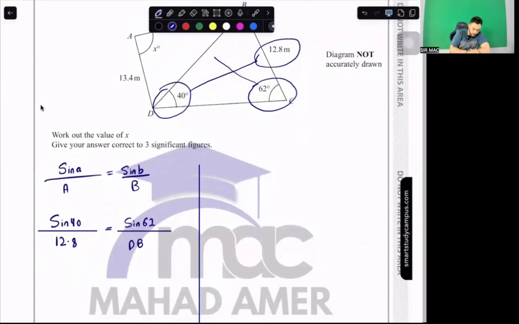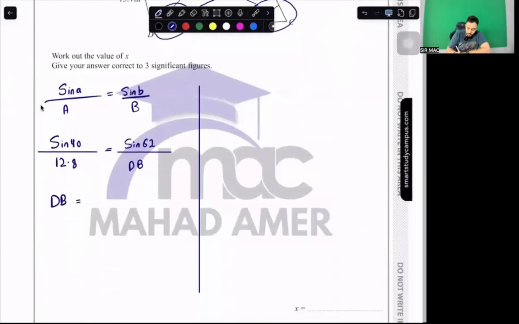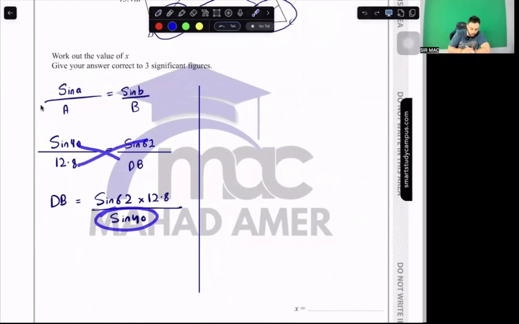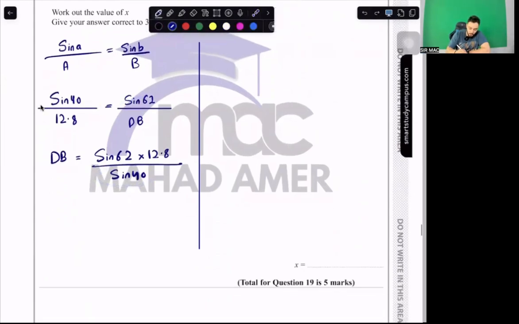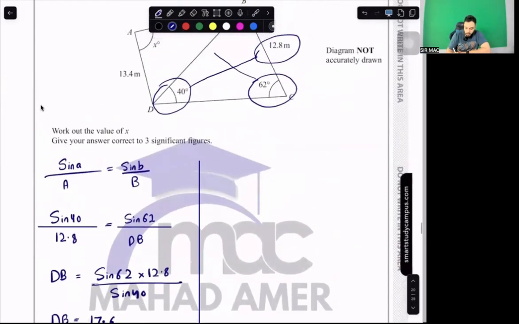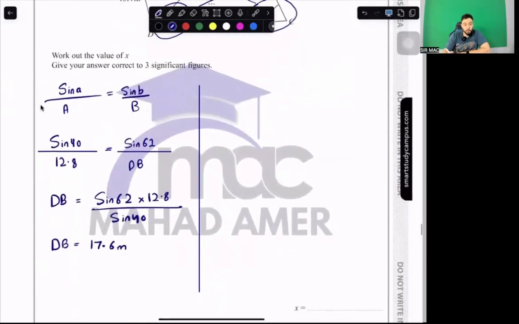So sine 62 divided by sine 40, and then from there you can multiply the 12.8 on the top. So dB would be equal to sine 62 multiplied by 12.8 over sine 40. I just cross multiplied that. This is multiplied over there, and sine 40 came to the denominator. We plug everything directly in a calculator. We would get dB as 17.6 units. Okay, 17.6 meters. Now, once you have dB, you have got 2 marks as well.